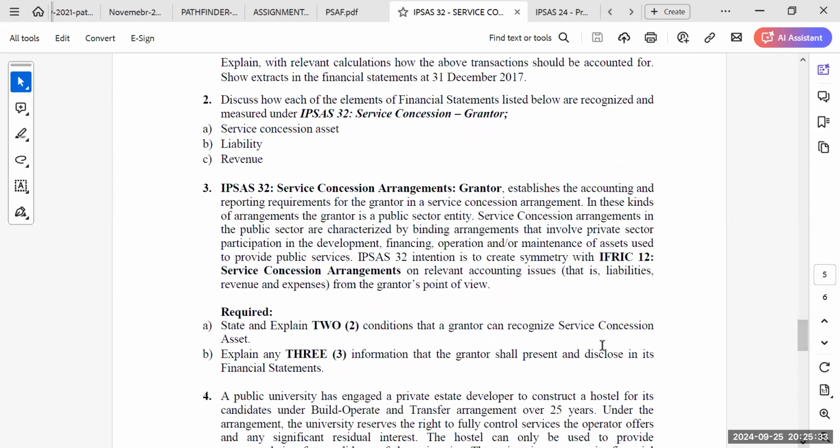Okay, this is a very important one here. This is how they are going to be asking the question. They can ask you. This is a very important area as far as public sector is concerned.